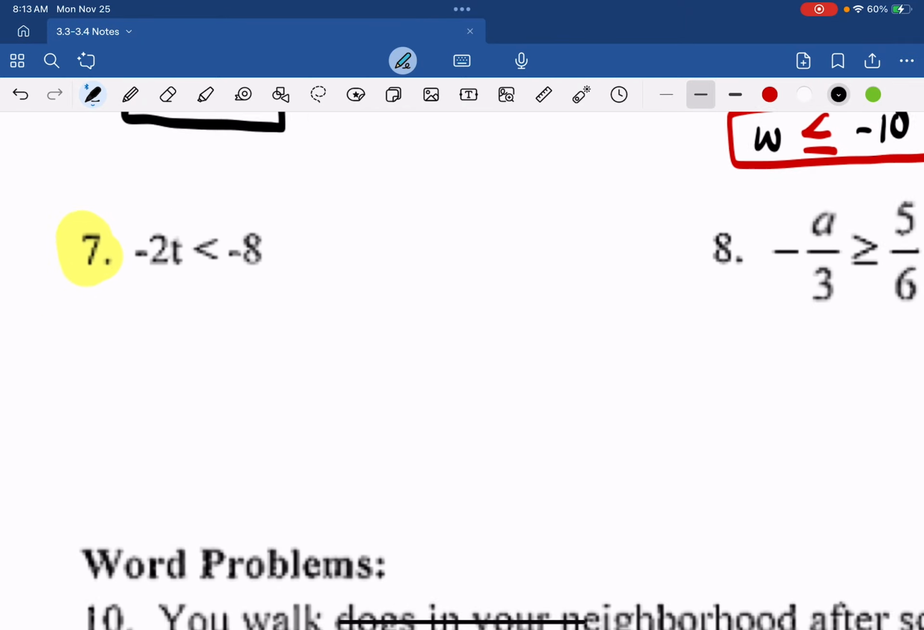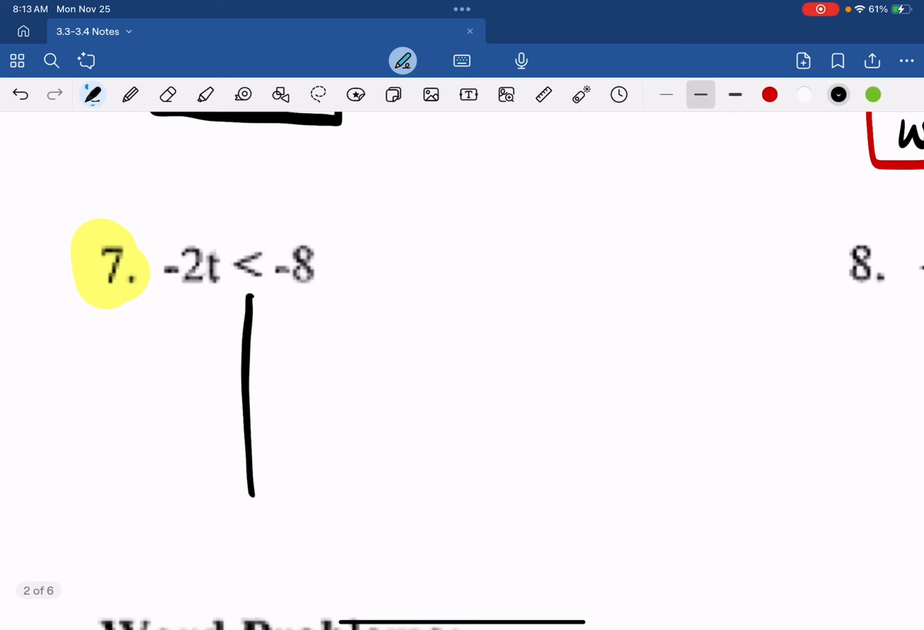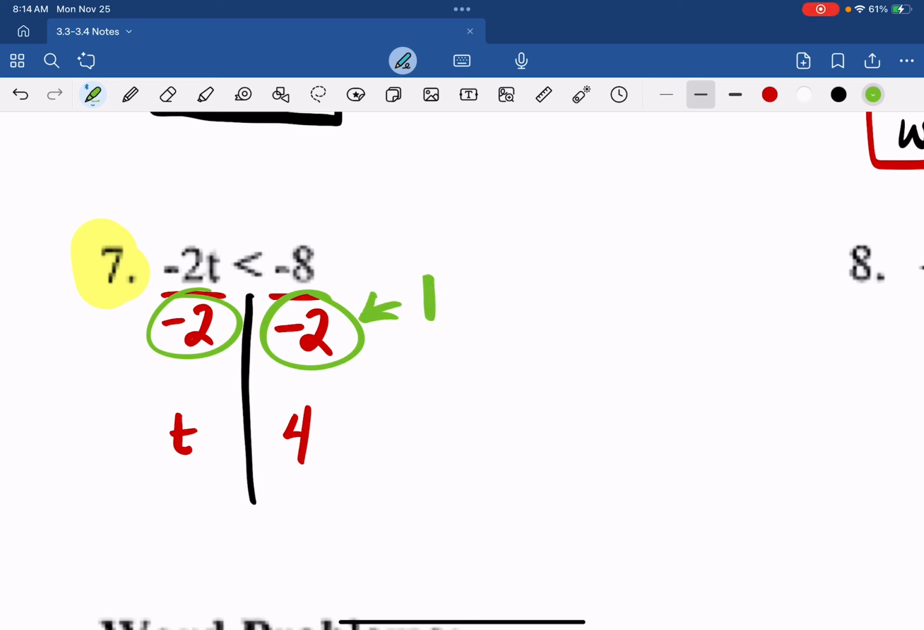All right, and then 7, I have -2 times t. So in order to get rid of my -2, I have to do the inverse. So I'm going to divide by -2. So I'm left with t, and I have a +4 here because I have -8 divided by -2. And now I notice I'm dividing by a negative. Okay, so because I'm dividing by a negative, that tells me I need to flip my sign.